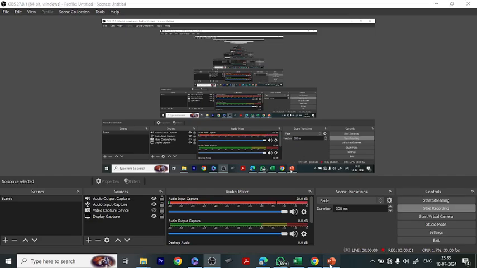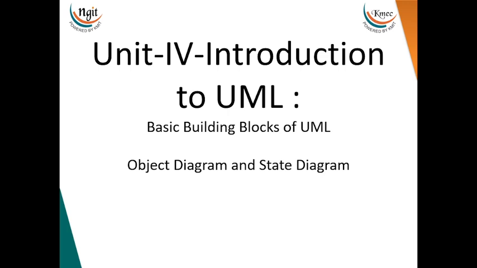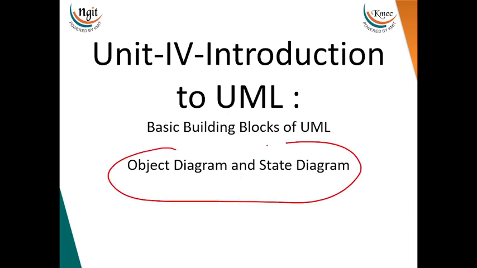Hello there. Today we are going to start another chapter in Unit 4, that is Object Diagram and State Diagram. We call this one 4.4. Correct? We have already seen three diagrams. Now this is a part of building blocks where we are going to see different things.